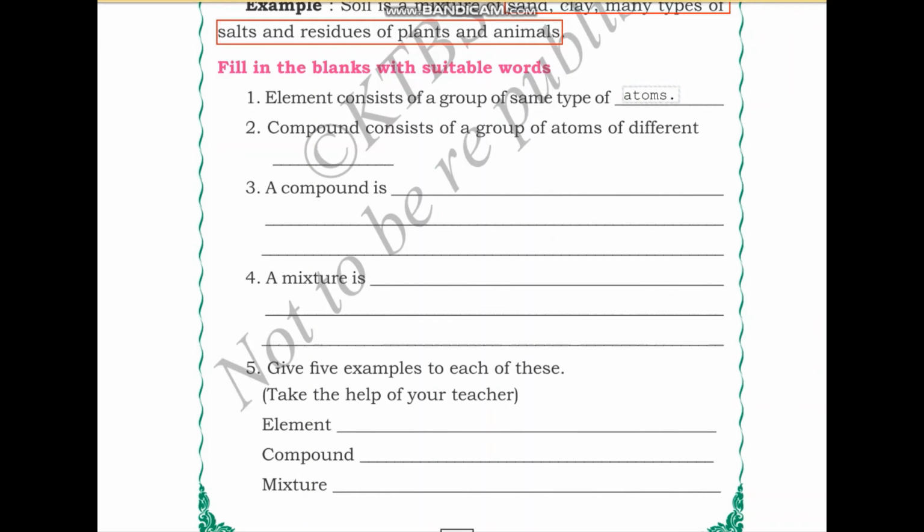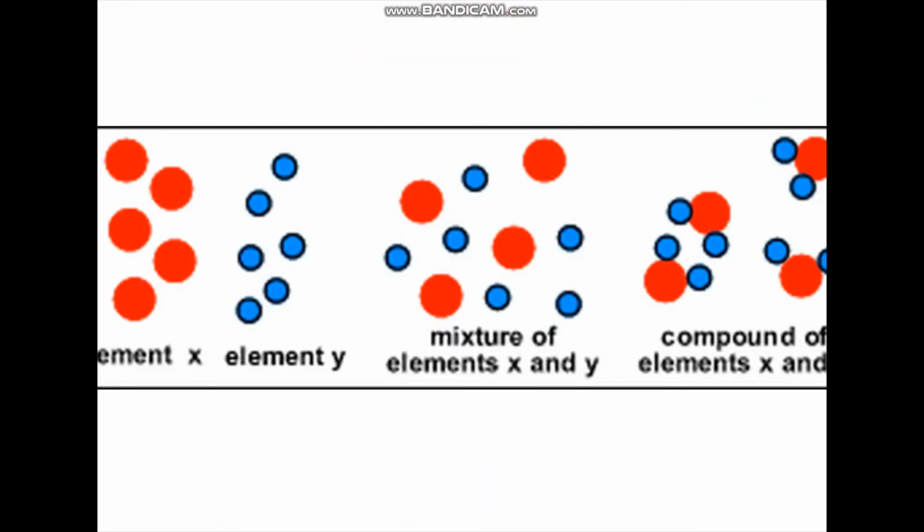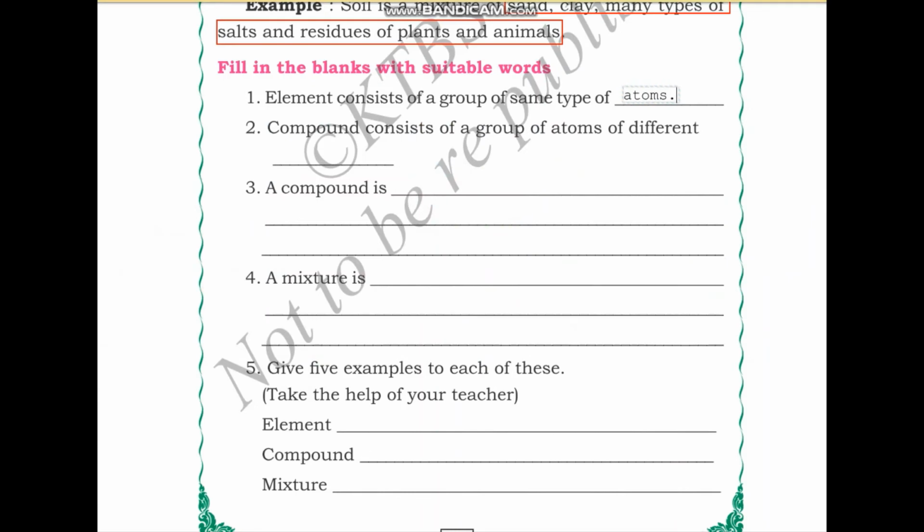Next, compounds consist of a group of atoms of different dash. You can see here that the compound consists of atoms of different elements. The compound consists of elements X and Y here. So the answer for that question is compounds consist of a group of atoms of different elements.